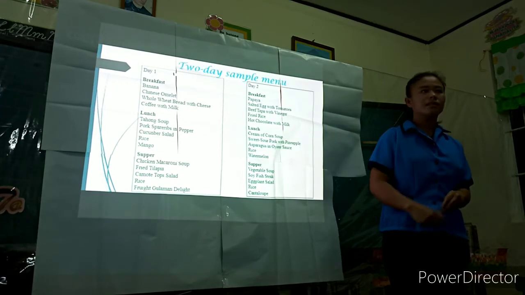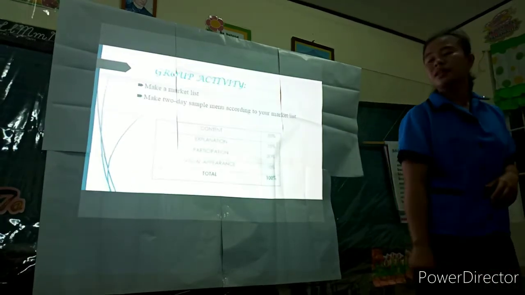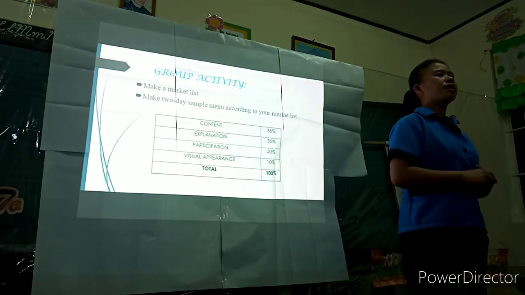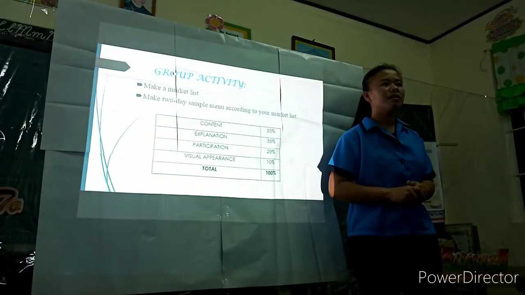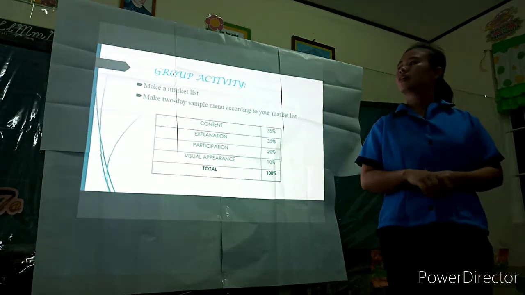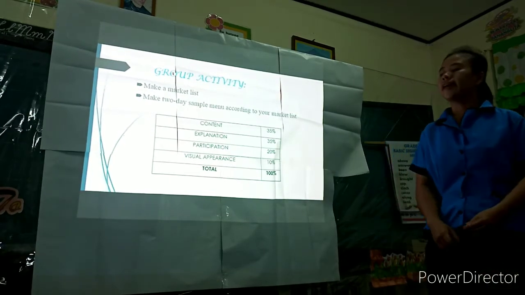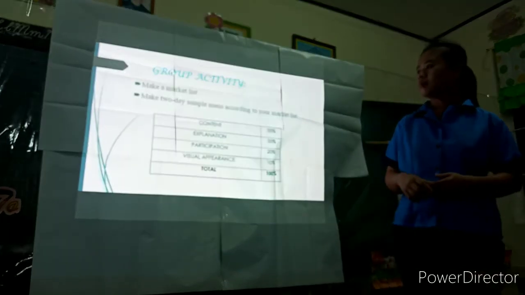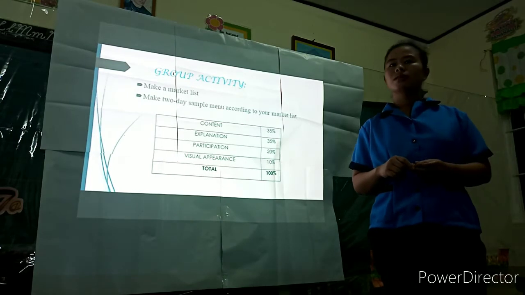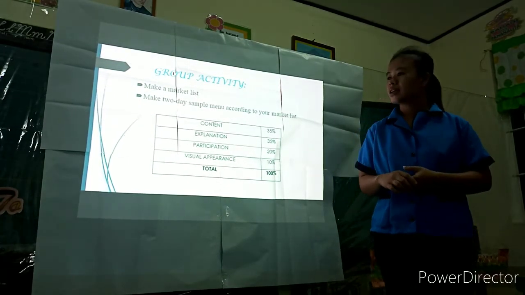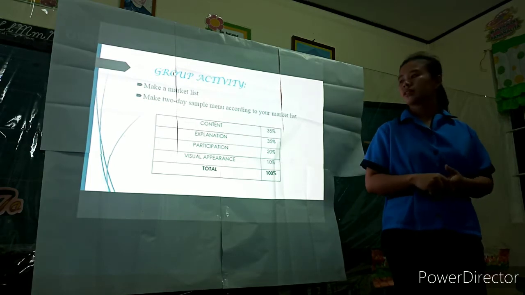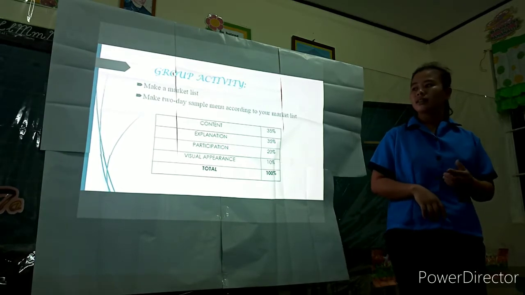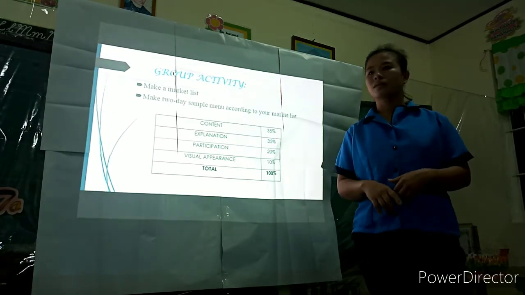Okay, very good guys. And this is our activity. Please count 1 to 4. Okay, every group please form a circle. And this is our activity. First, make a market list. And next, make a 2-day sample menu according to your market list. What you're going to list in your market list are the items and groceries that you need for your 2-day sample menu, like in the sample shown a while ago.